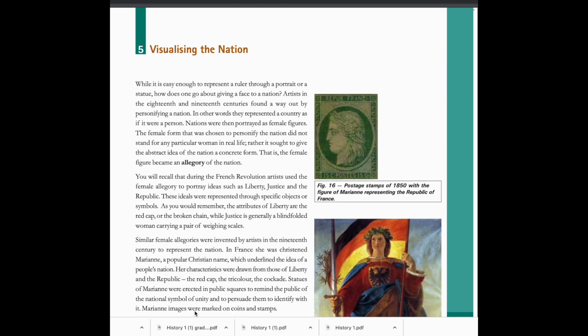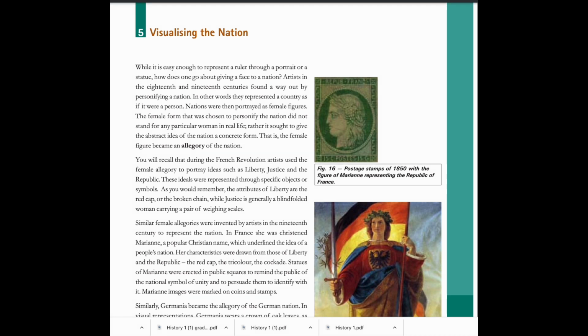5. Visualizing the nation. While it is easy enough to represent a ruler through a portrait or a statue, how does one go about giving a face to a nation? Artists in the 18th and 19th centuries found a way out by personifying a nation. In other words, they represented a country as if it were a person. Nations were then portrayed as female figures.